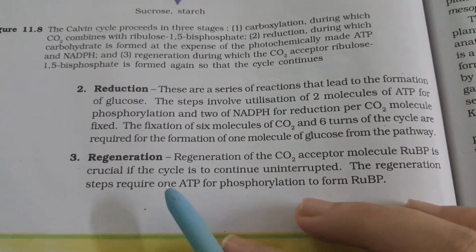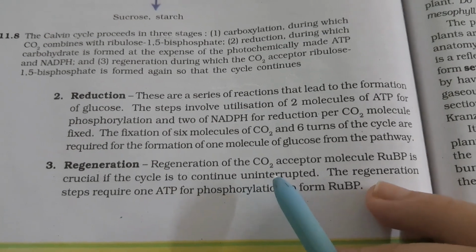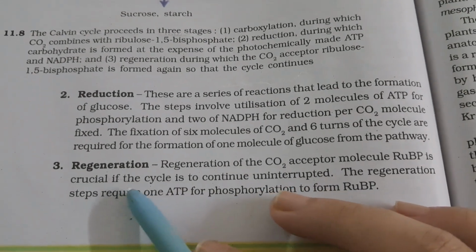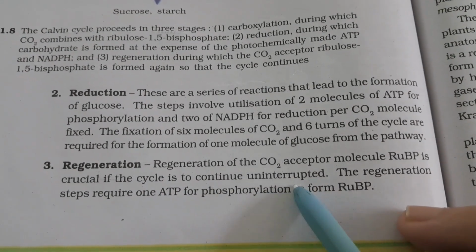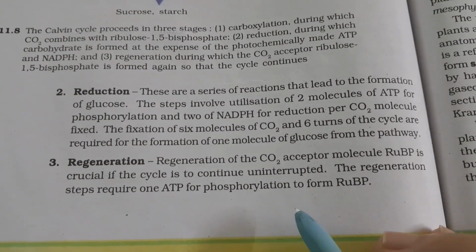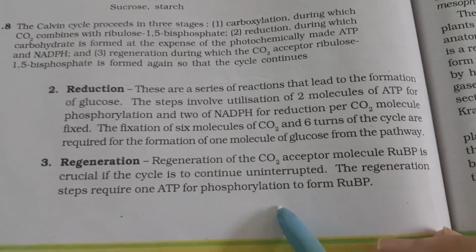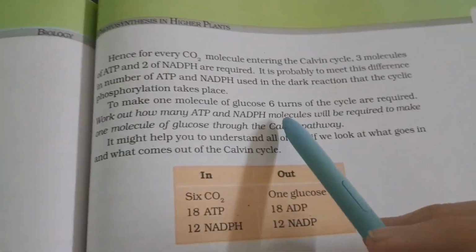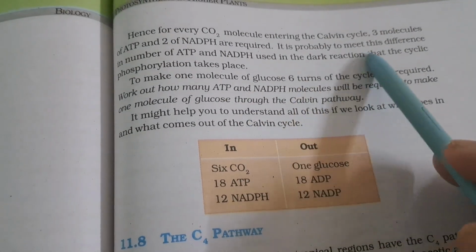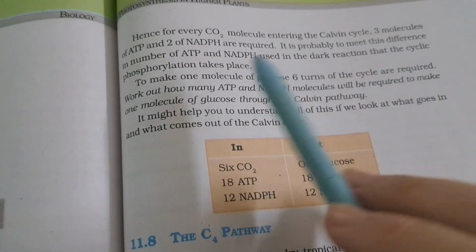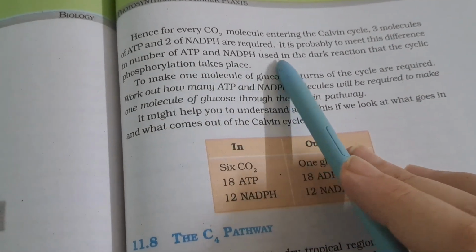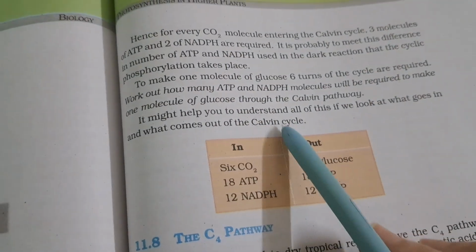Now comes the third step, regeneration. Regeneration of the CO2 acceptor molecule RuBP is crucial if the cycle is to continue uninterrupted. That is why regeneration is required. Here, same thing only. Earlier whatever I said, overall 3 molecules of ATP and 2 molecules of NADPH will be required. That is it. This is a chart.